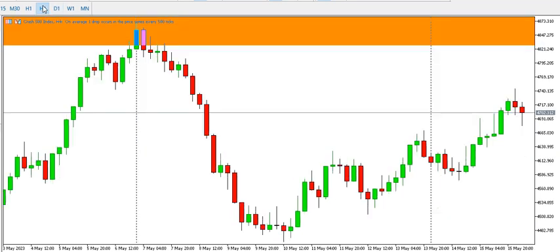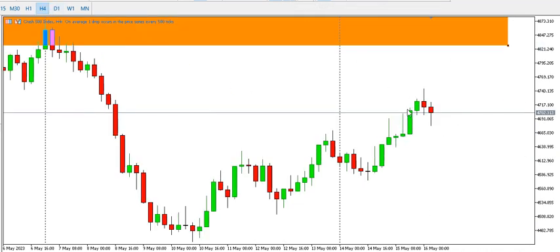Let's look at the 4-hour time frame. What do we have on the 4-hour time frame? You can see price trying to rise to the range top. Okay, price trying to rise to the top. So we might consider buying Crash 500 Index for now.